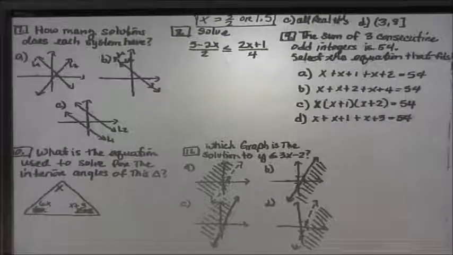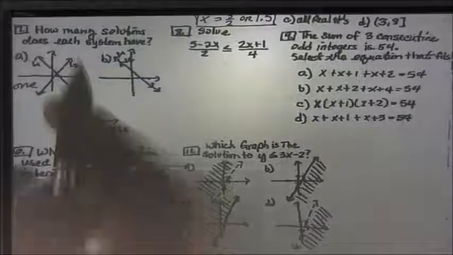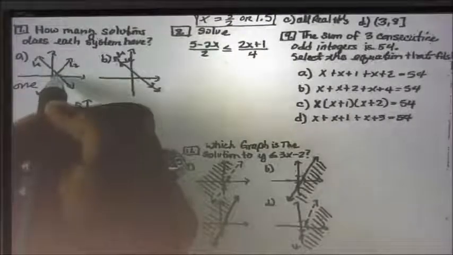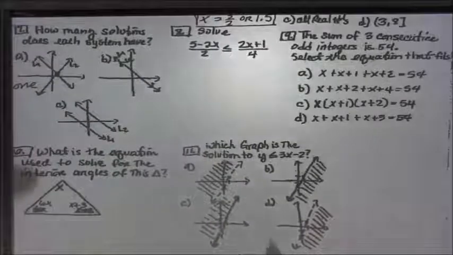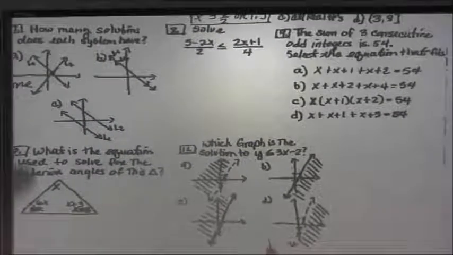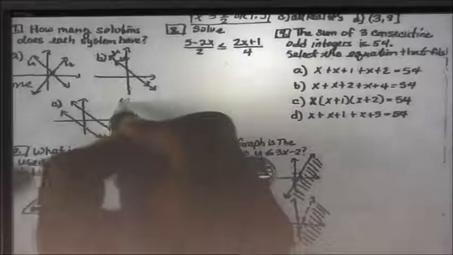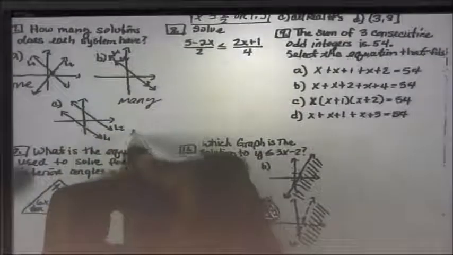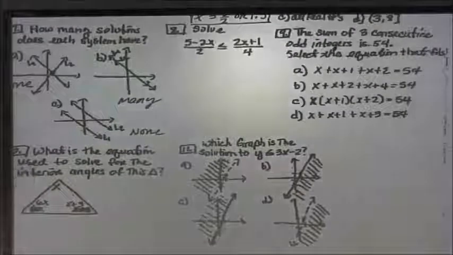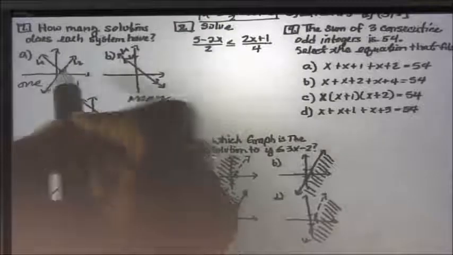So we're going to answer all of them. How many does A have? Just 1. The 2 lines cross in one spot. That is 1 solution. How many does B have? Many. And then C, no touch, no solution. Because your system, your lines only cross in one place.